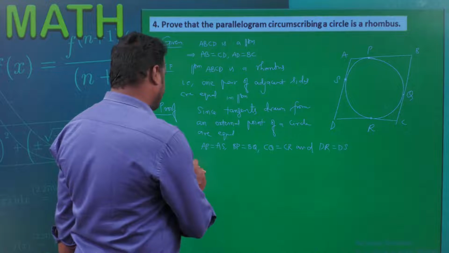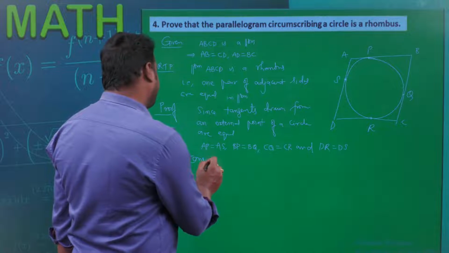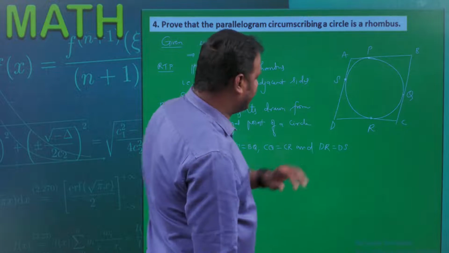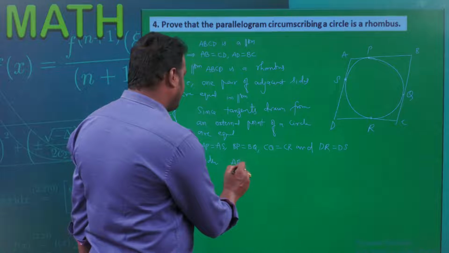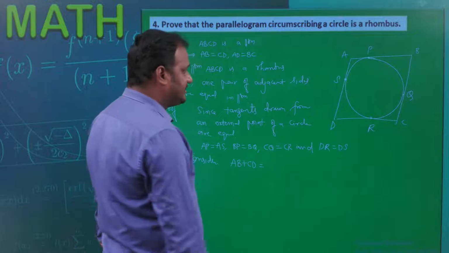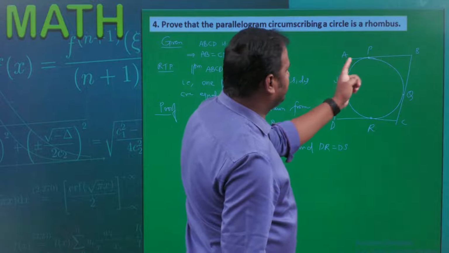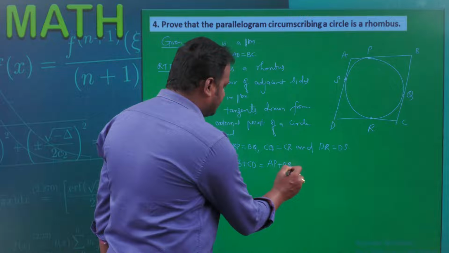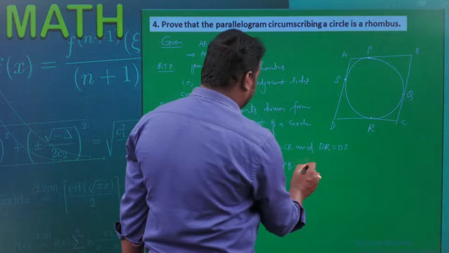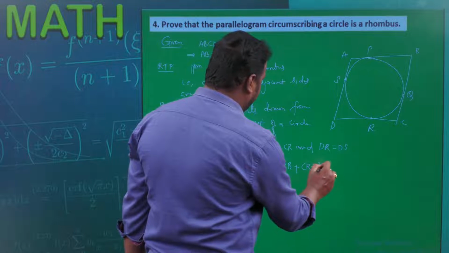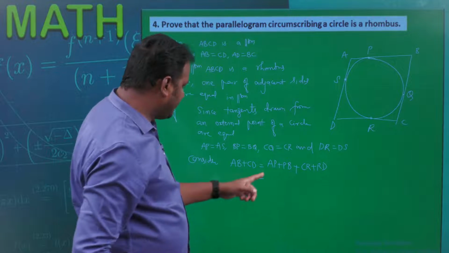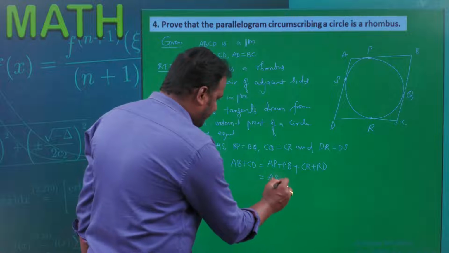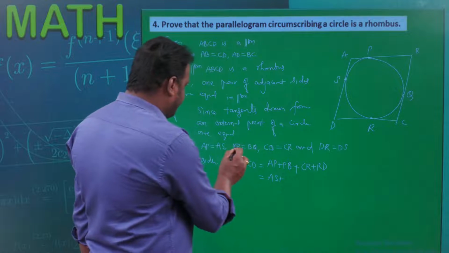What am I supposed to do here? Consider the sum of opposite sides. I am considering the sum of opposite sides, that is AB plus CD. How can I write this AB here? AB can be written as AP plus PB, and CD can be written as CR plus RD. Now you see clearly, instead of AP, I can write AS. Instead of PB, I can write BQ.